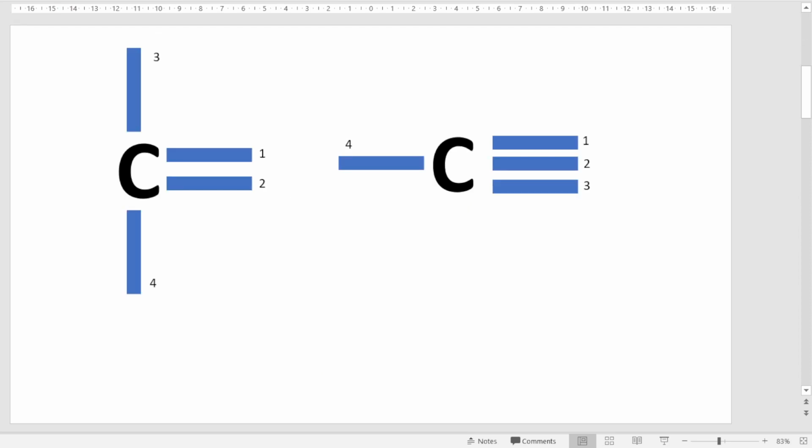Let's take a look at the double bond and the triple bond. For the double bond, we have here one double bond which comprises 2 bonds and it has 2 single bonds. In total, it has 4 bonds. As for the triple bond, it has one triple bond which consists of 3 bonds and one single bond. In total, it has 4 carbon bonds.